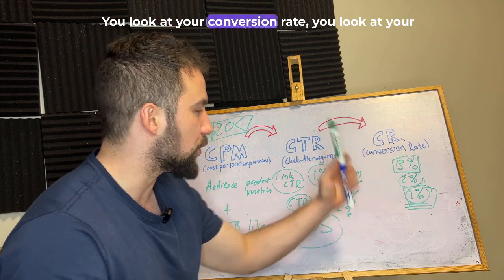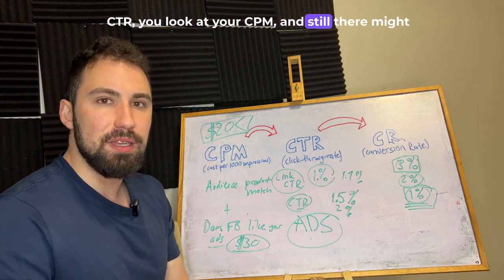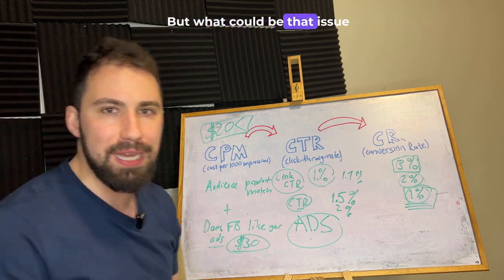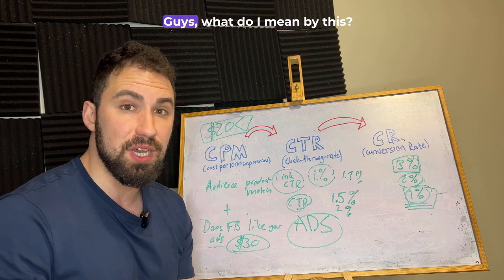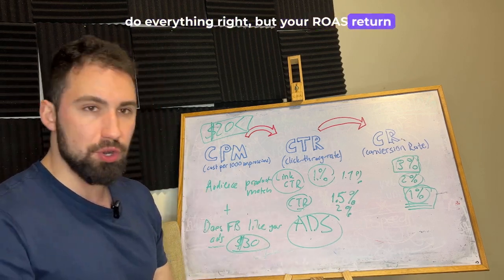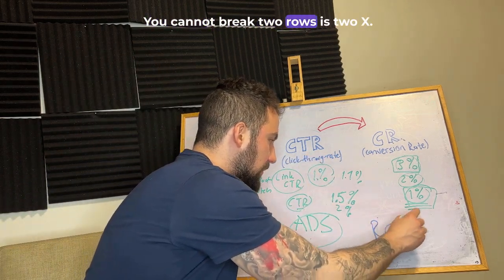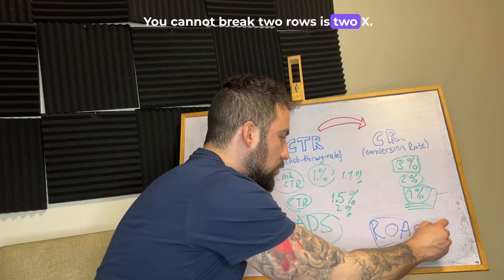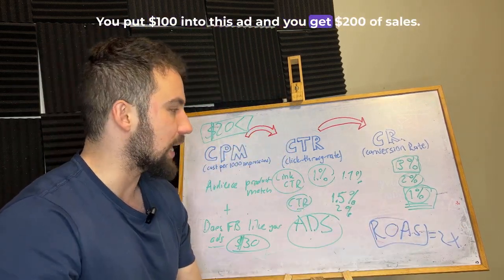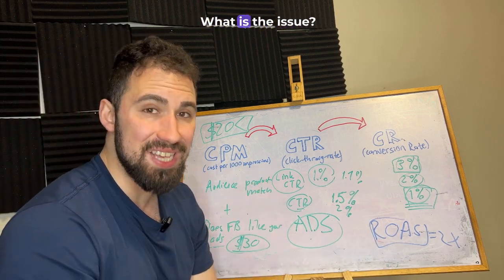You look at your conversion rate, you look at your CTR, you look at your CPM, and still there might be some discrepancy, there might be some issue. But what could that issue be? That could be with your business, guys. What do I mean by this? Let's say you do everything right, but your ROAS, return on ad spend, is still around 2. You cannot break 2 ROAS. It is 2x. What does that mean? You put $100 into this ad and you get $200 of sales. You cannot break this. What is the issue?